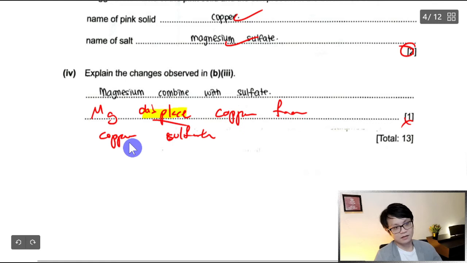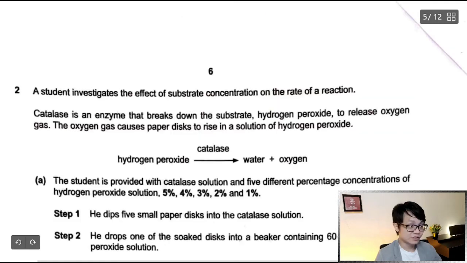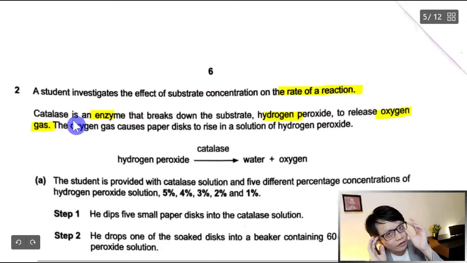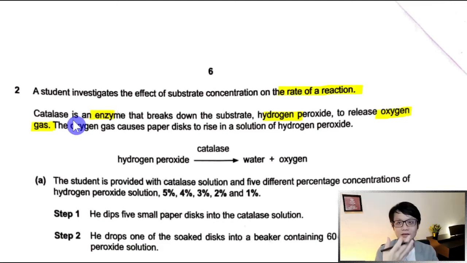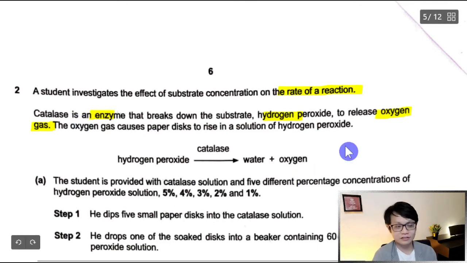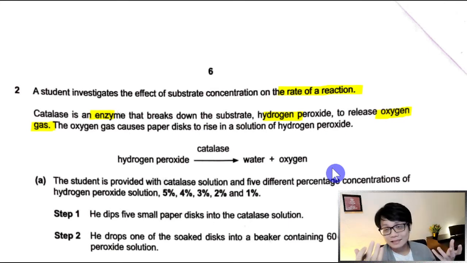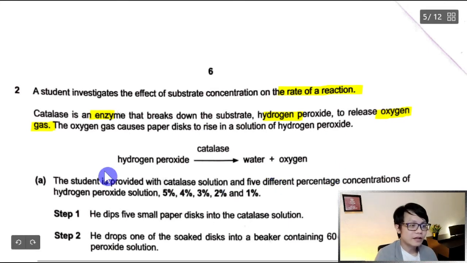I'm not sure. Number 2, a student investigates the effect of substrate concentration on rate of reaction. Catalyze enzyme breaks down the hydrogen peroxide to release oxygen. So if you know science experiments, in order to get oxygen, of course sometimes you can use a plant, put it in the water, and then just capture the gas. But usually in order to get faster oxygen, they will just use hydrogen peroxide. Some questions will ask what is the function of hydrogen peroxide, to release oxygen. Okay, so hydrogen peroxide plus catalyst will get water plus oxygen.